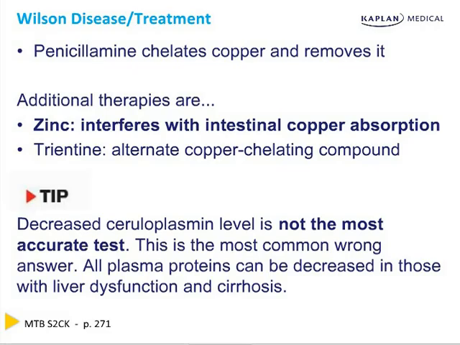Remember, decreased ceruloplasmin level is not the most accurate test. This is the most common wrong answer. All plasma proteins can be decreased in those with liver dysfunction and cirrhosis.